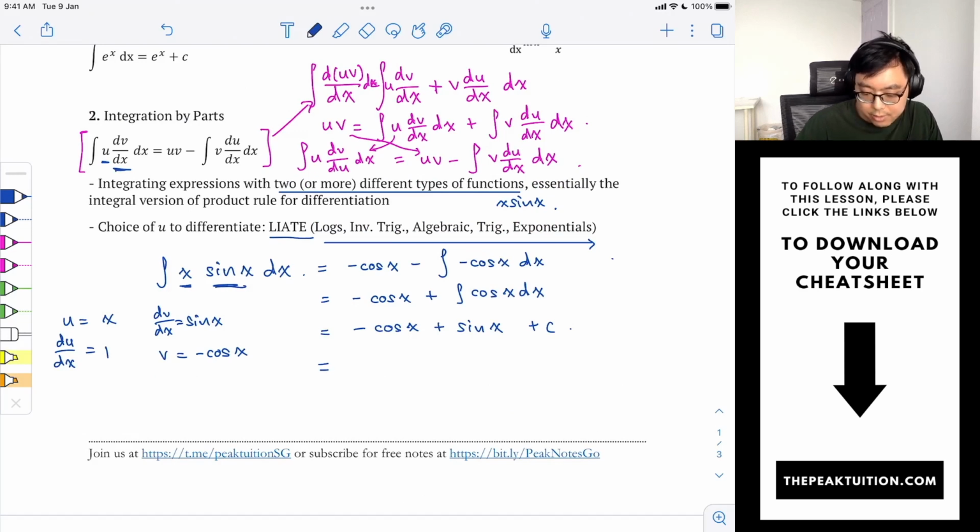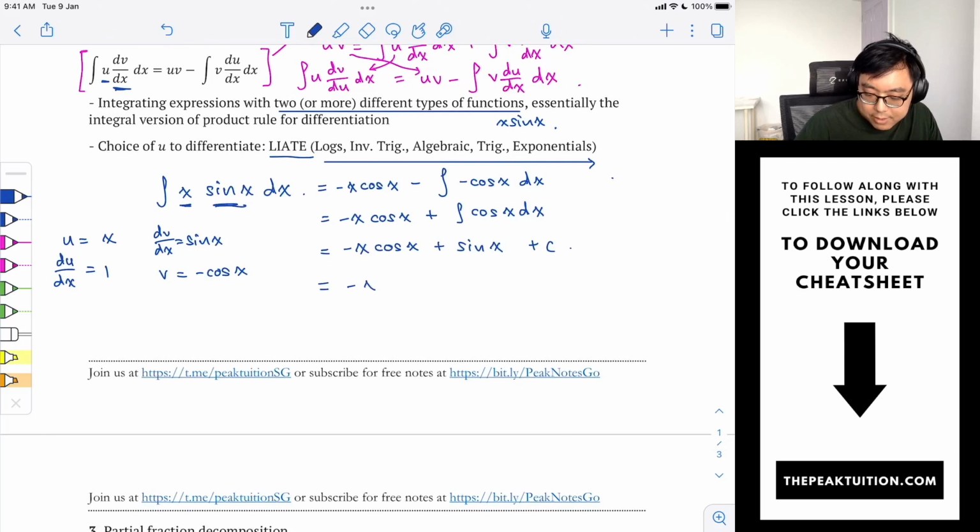So here it is x. Here there should be a minus x, it's a minus x. And our final answer is therefore minus x cosine x plus sine x plus c. Okay, so this is how you do integration by parts.